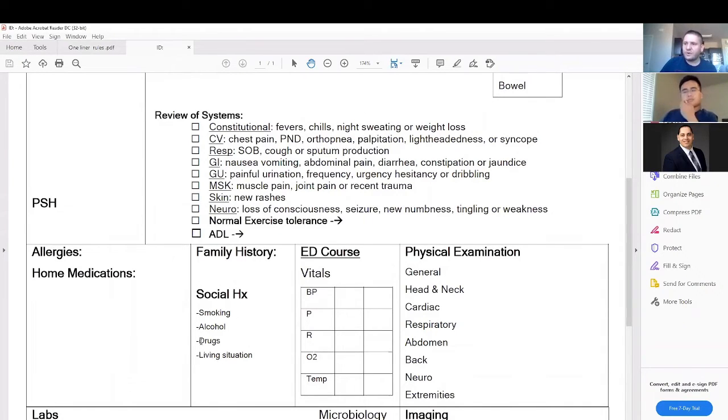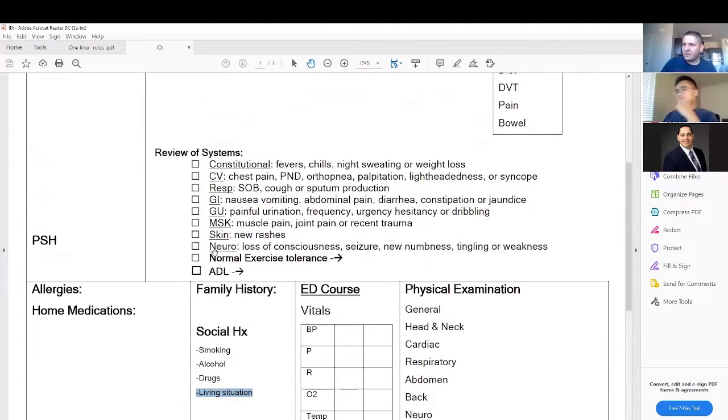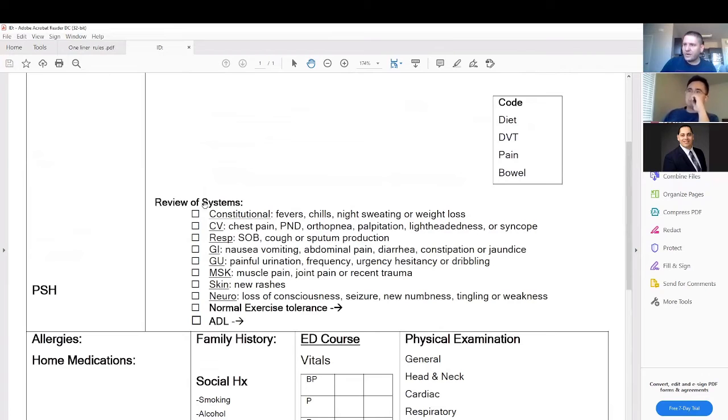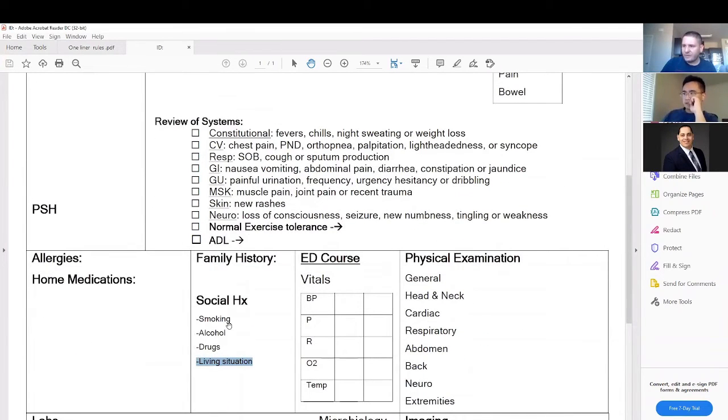Family, social, big one on the social. Smoking, alcohol, drugs, but the living situation is very important because it will make a difference in the discharge planning. Then you can get the initial vitals, and any subsequent vitals if anything changed. So the one-liner, this is the subjective part with allergy, medications, family, social. You're done with the subjective part.